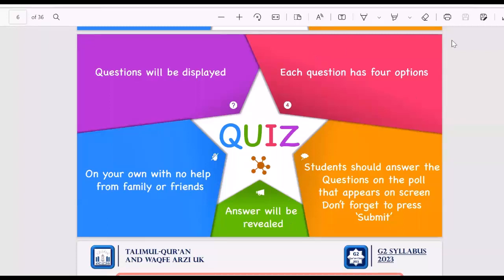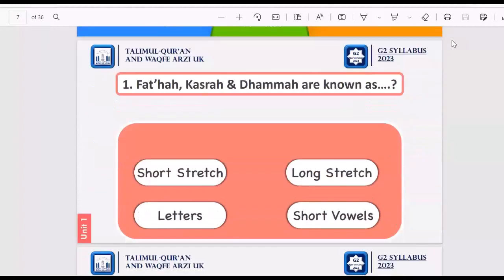Okay. So the first question is, Fatha, Kasra, and Dhamma are known as, so you can see there are 4 options: short stretch, long stretch, letters, or short vowels.